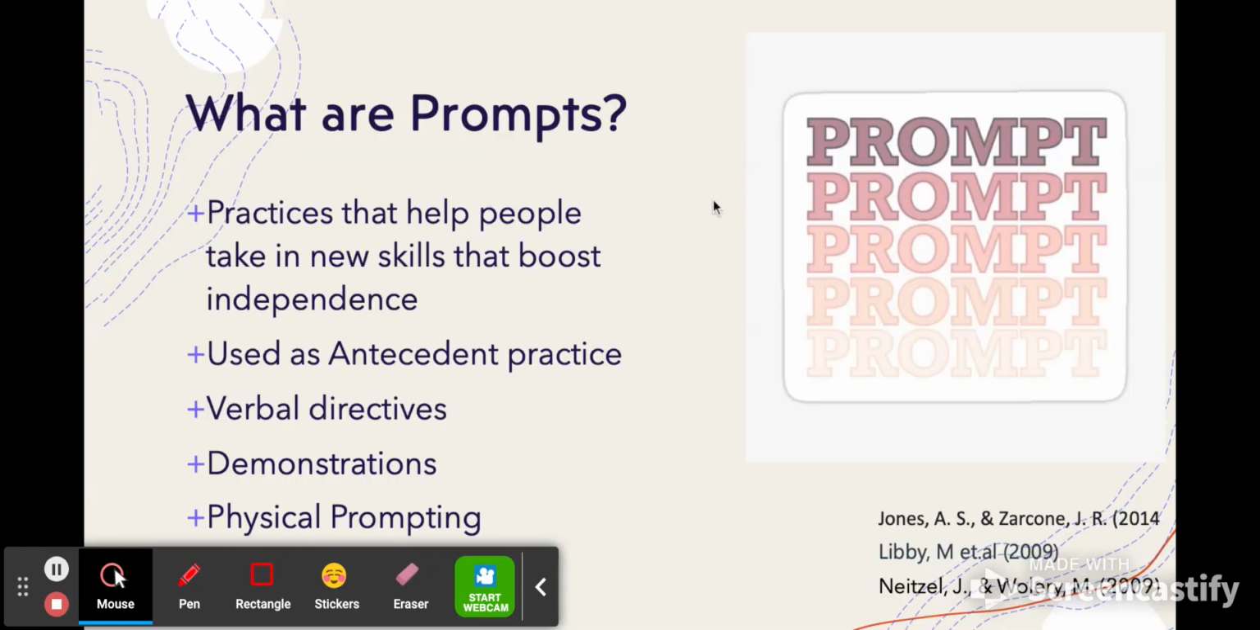So, what are prompts? Practices known as prompts help clients and ordinary individuals in learning new skills that will increase their independence. Prompts help people in learning novel skills to later have the ability to practice them independently. They are closely related to antecedent practices in ABA, which work to stop particular behaviors from occurring. They're utilized to reduce negative reactions and increase the frequency of positive ones.